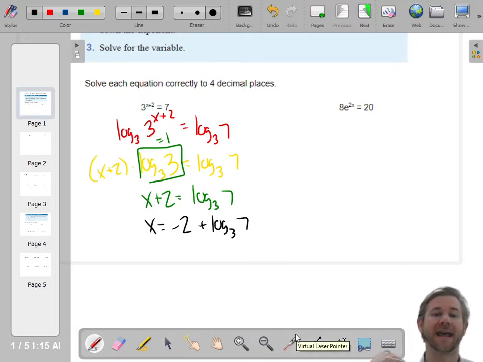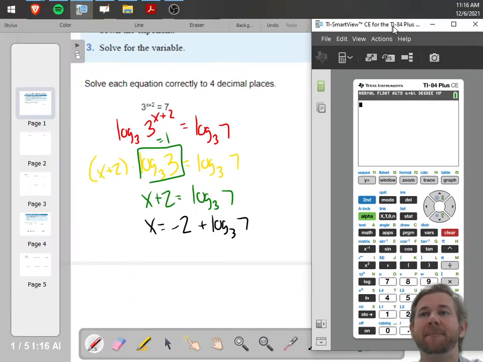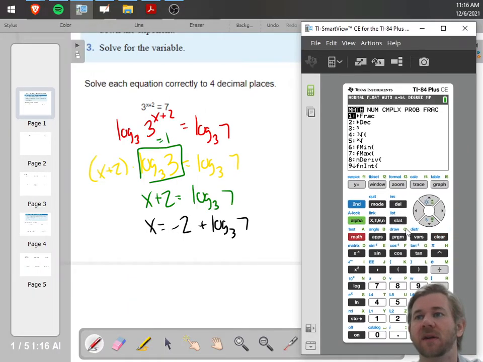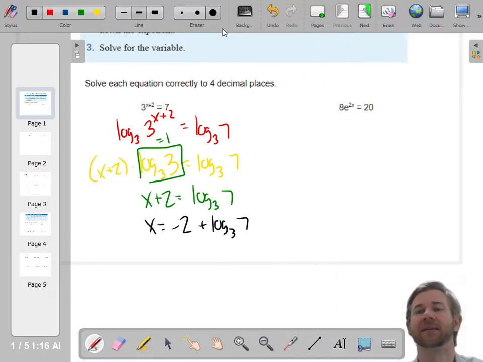Now, to get that actual decimal, because it says 4 decimal places, we need to use our calculator, and we need to know how to do the log base button. So I'm going to go to math, and I'm going to come down here. I think actually if I go up, I can see log base right there. So in my calculator, I have the log base button. I'm going to say the log base 3 of 7, and I'll subtract 2, and I get negative 0.2288. So x equals negative 0.2288.